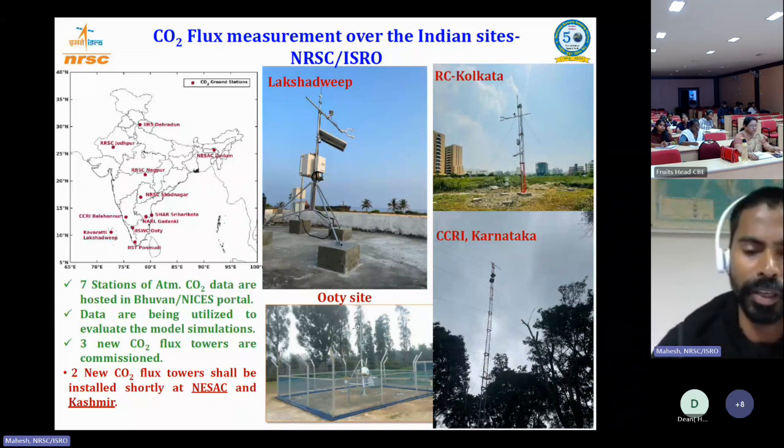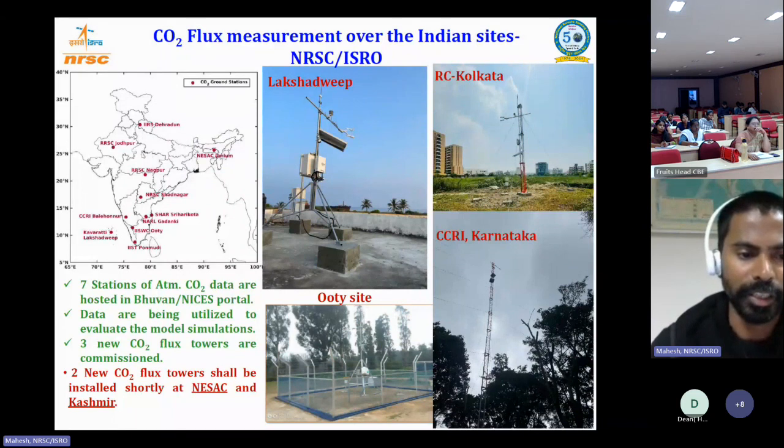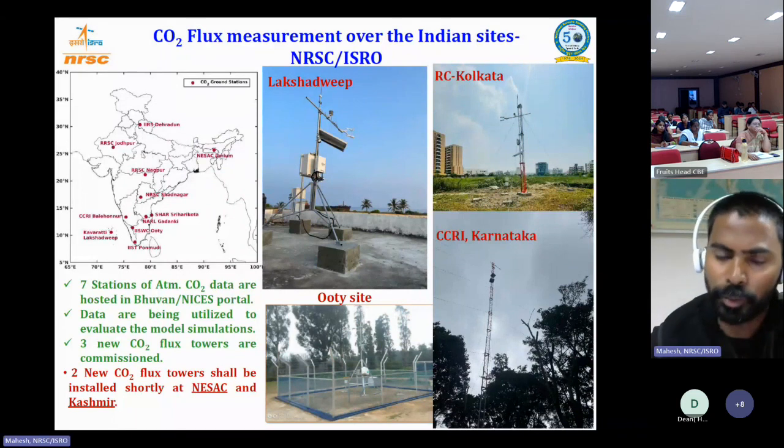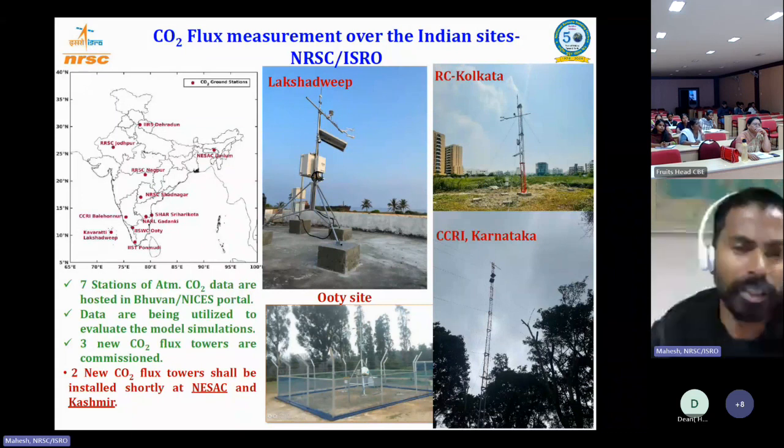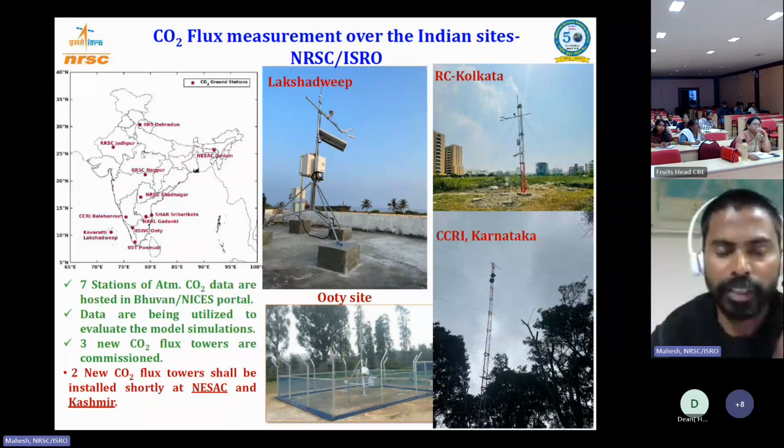Also, we have one site to understand how the vegetation is influencing carbon sequestration. And as part of this program, we are also commissioning 2 more flux towers, in northeastern India and also Kashmir, to understand the carbon fluxes of the glacier ecosystem.